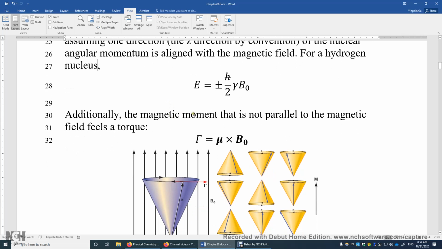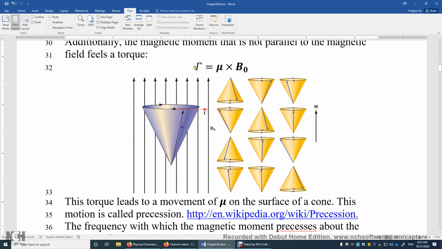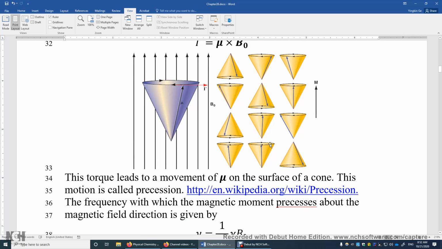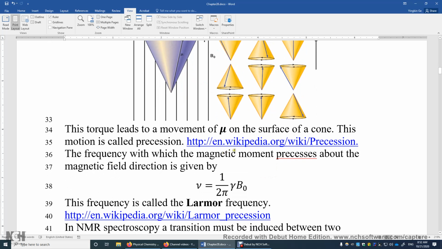Additionally, you do have X and Y components. They are not parallel to the external magnetic field, so they will create a torque, and the torque is just mu cross product B0. These two are vectors. Here, mu is a three-dimensional vector, and B0 is also considered as a vector in this equation. This torque will lead to a movement of mu on the surface of a cone. This motion is called precession. You can look at this wiki page to better understand precession.